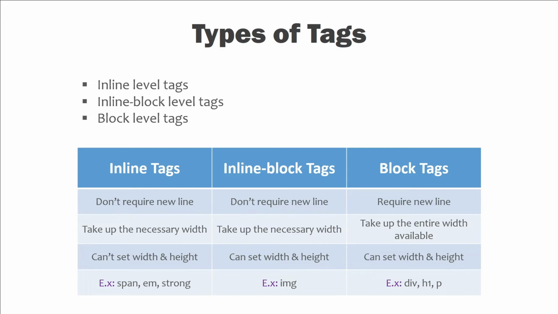And these are some examples: span, em or emphasize tag, and strong tag are examples of inline tag, while image tag is the best example of inline block tag, while block tags include div tag or headings and then paragraph, etc. So here, as you can see, inline block tags contain both the properties of inline tag and block tag. I hope that you have understood inline tags, inline block tags, and block tags. And now let's talk about span and div tag.